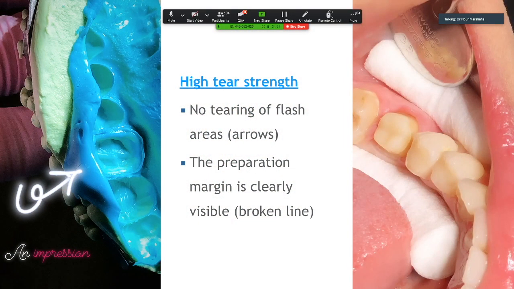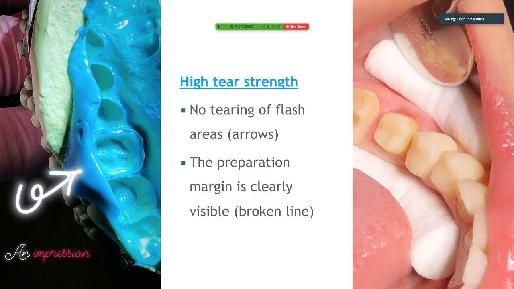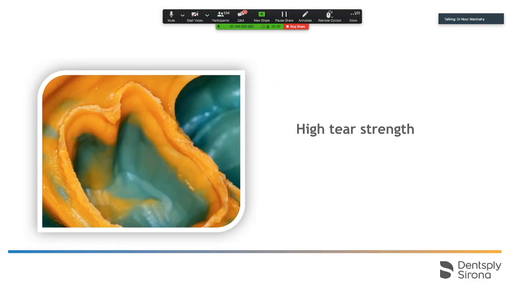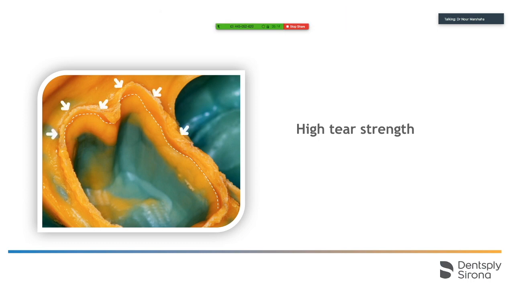When you take the impression, always check that the material is hydrophobic, not tearing in the flash area, and that the preparation margins are clearly visible. So, high tear strength. You can check the margin. You have to know how to read the impression before sending it to the dental lab.